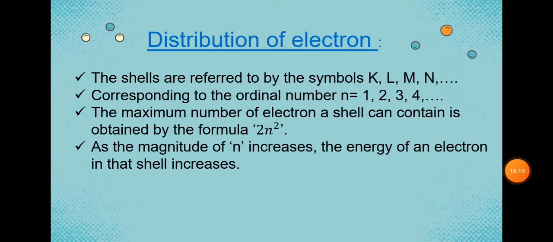Now the shells are referred to by the symbols K, L, M, N. Always the shells are referred to as K, L, M, N and so on. And the corresponding ordinal numbers, as I said, the shells are denoted as n, so the numbers 1, 2, 3, 4 and so on. So the maximum number of electrons a shell can contain is obtained by the formula 2n raised to 2. How many maximum electrons can there be in one shell? This is the formula for that. And as the magnitude of n increases, the energy of an electron in that shell also increases. Means if n is going to increase, their energy is also going to increase.